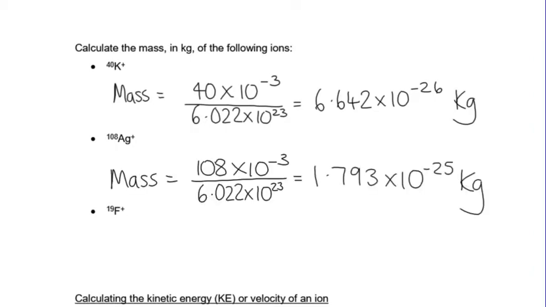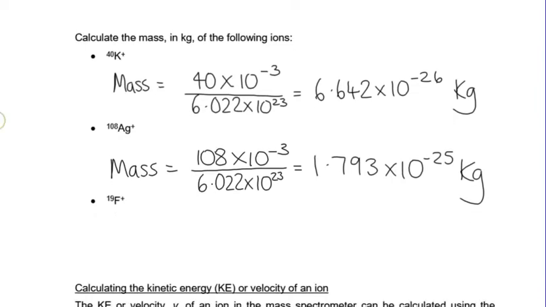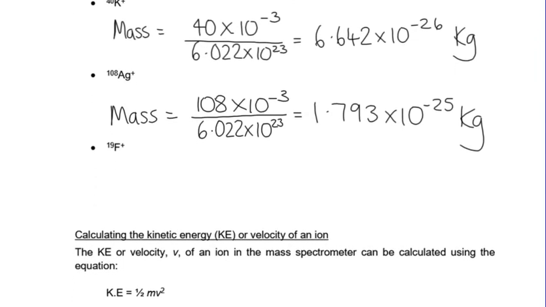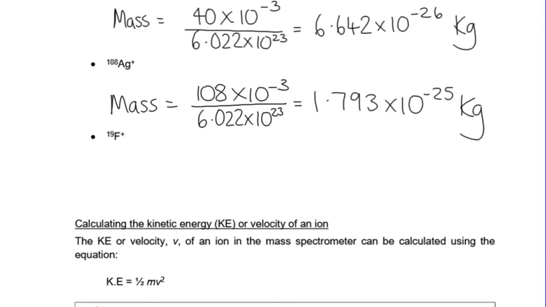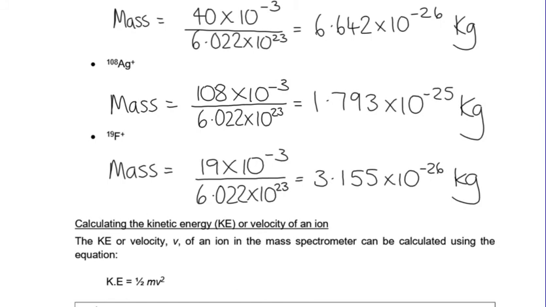Notice that because this mass is over 100, we're now in times 10 to the minus 25. But if you're not getting minus 25 or minus 26 for these masses, you're probably going wrong somewhere with your calculation. So do just double check, is it a very small mass? And then for the final one, I've got 3.155 times 10 to the minus 26.